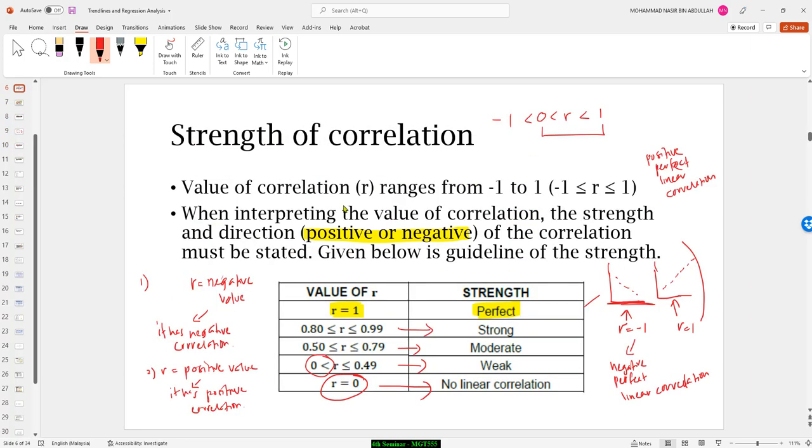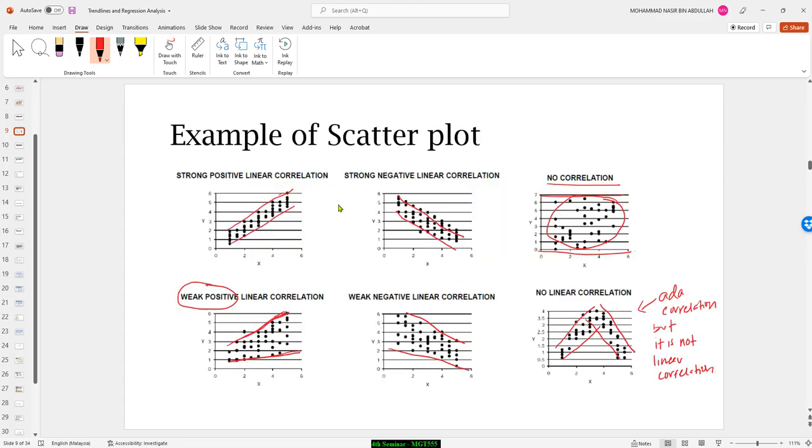So if R is equal to 1, it is a perfect correlation. 0.8 until 0.99 is classified as a strong correlation. But we can differentiate the direction of the correlation using the sign value lah, negative sign or positive sign. So kalau negative is a negative correlation, right?